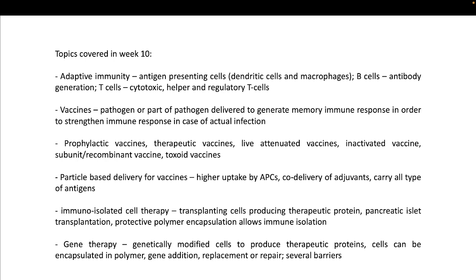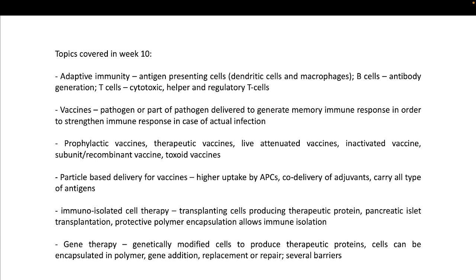And T cells, as you all know, have as their major function to generate antibodies against the foreign material. There are several classes of T cells, such as cytotoxic, helper, and regulatory T cells, the details of which have been covered in the lectures in week 10. Going ahead, we have discussed vaccines. A vaccine is nothing but a pathogen or a part of a pathogen that is delivered to generate a memory immune response in order to strengthen the actual immune response in case of an infection.